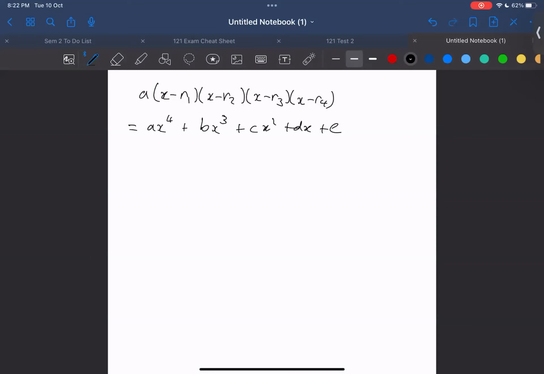So if this is your quartic with your coefficients a, b, c, d, e, then you should get that the sum of the four roots is, as always, negative b over a. So when you take the sum of the roots one at a time, it's always going to be negative b over a.